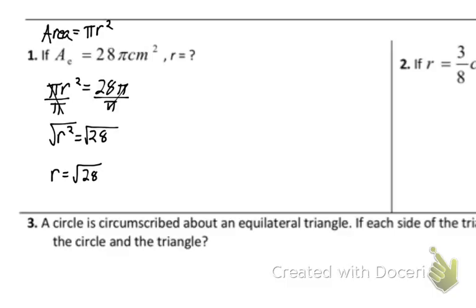What is a perfect square that goes into 28? 4 goes into it. How many times does 4 go into it? 7 times. So we can rewrite this as square root of 4 times 7, which is going to equal 2 square root of 7. My radius is 2 square root of 7. Once again, it just involved me writing the equation, and that was my starting off point.